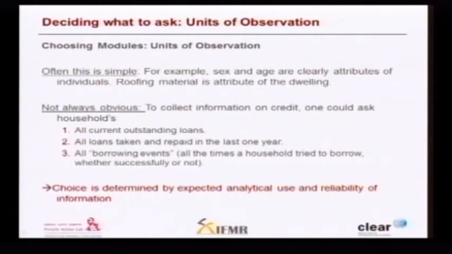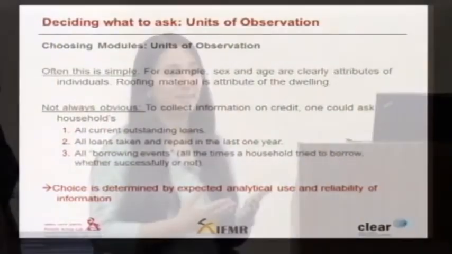But when getting a snapshot, for example, of a household's credit history or behavior, there's a range of different options, and one has to think about the different ways one can ask this question. So for example, you can ask for all current outstanding loans. One can ask for all loans taken and repaid in the last 1 year. Or you can ask for a broader unit of observation, which is the household's borrowing events, which include all the times it failed to get a loan.